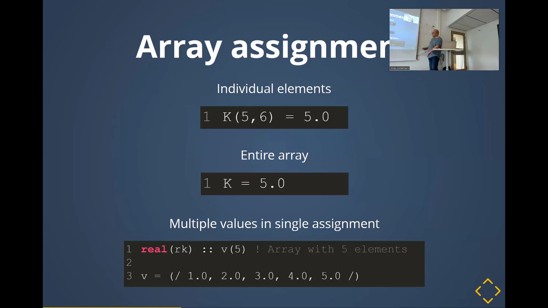You can also assign, if you have a 5-element array here, the values in a single row. You don't have to do multiple assignments. You can do parenthesis slash, and then just give the values comma separated. Very similar to how you assign a list in Python, except you have to do this here in the beginning and this at the end.